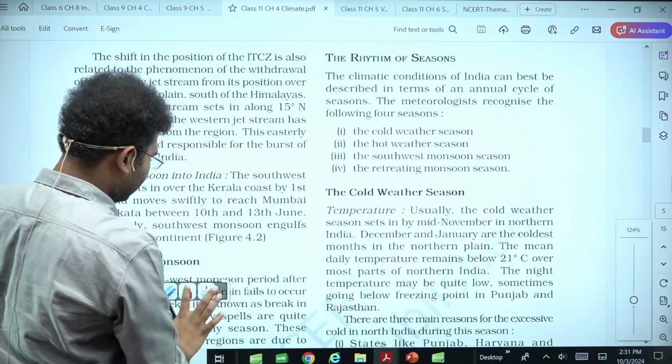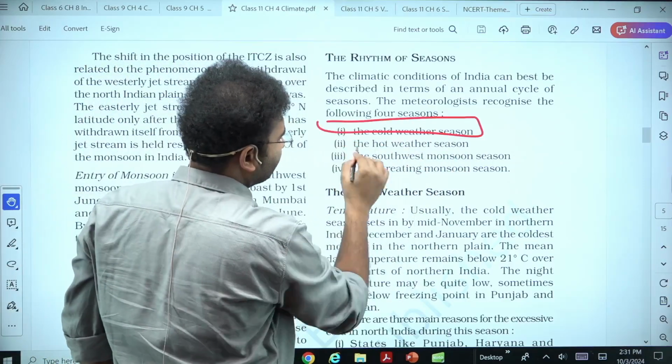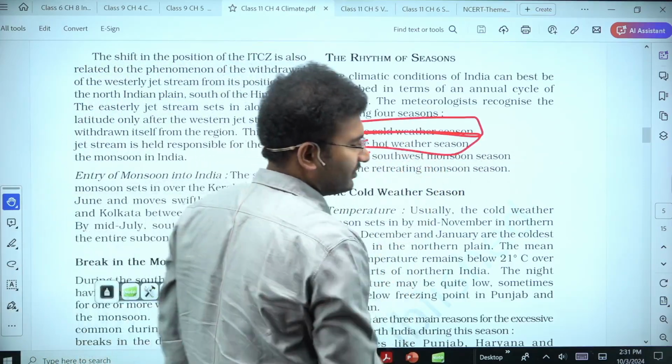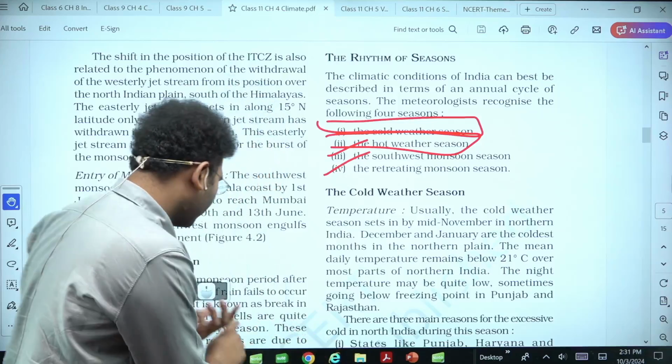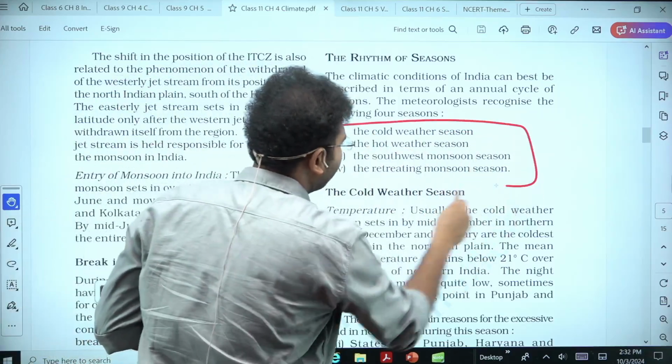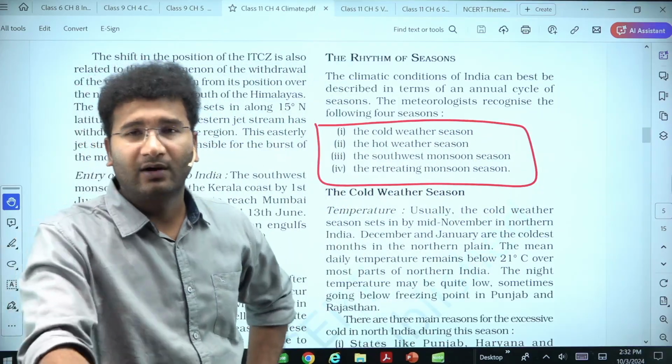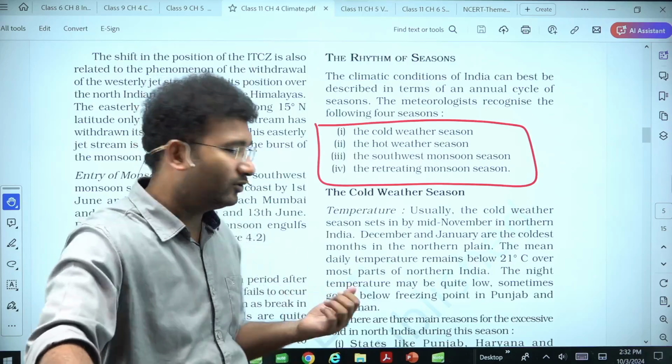What is this cold weather season? What is this warm weather season? Hot weather season, southwest and retreating monsoon. This is where we have to focus: how all these seasons are formed. This is what you need to know, right?